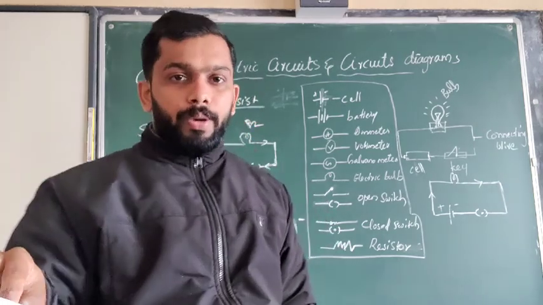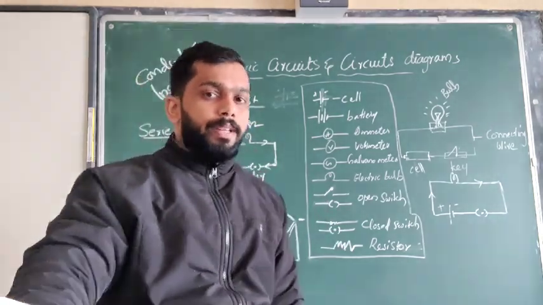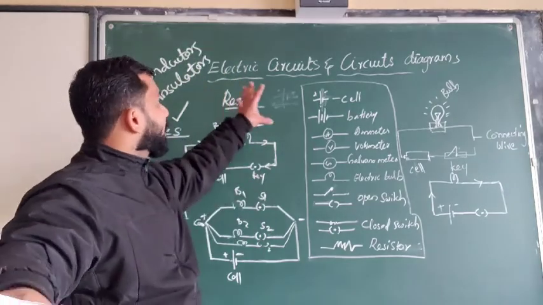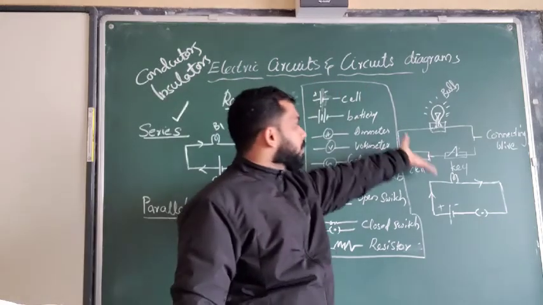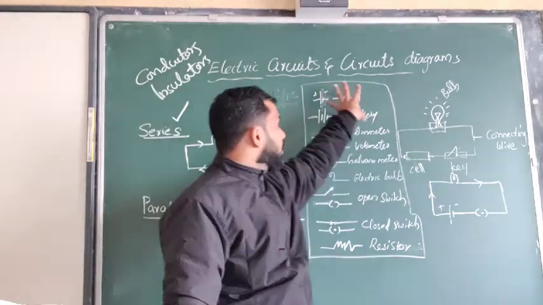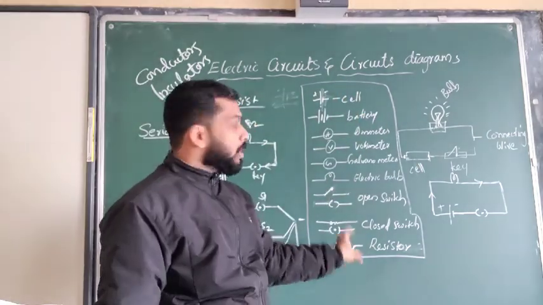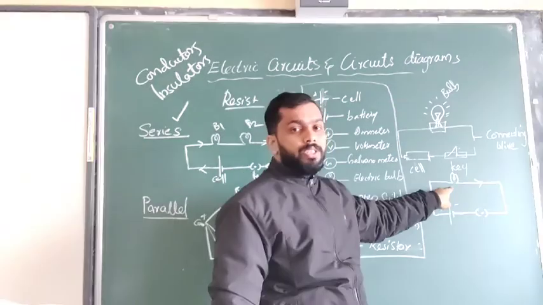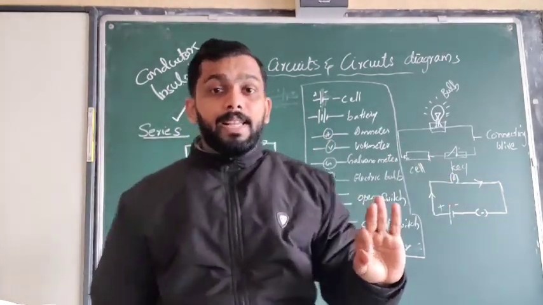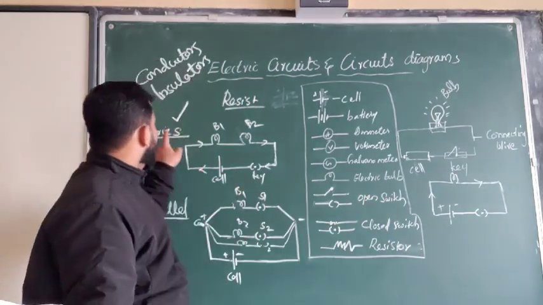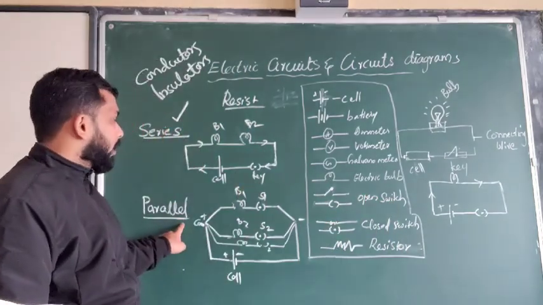So this is about our today's portion. What all things have we discussed? We have discussed electrical circuits and circuit diagrams. In that we have seen how we can represent a circuit diagrammatically, and we have studied the symbols of the components, and using the symbols we have redrawn it, and this is called an electric circuit diagram. And electric circuit diagrams are of two types: series connection and parallel connection.